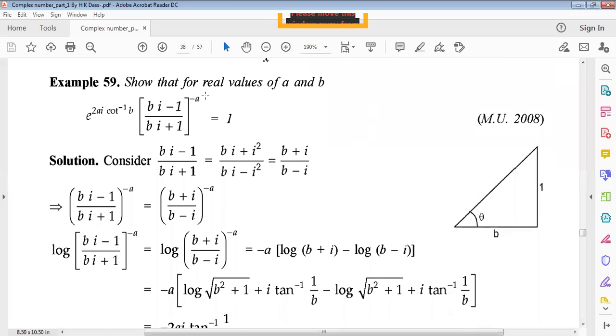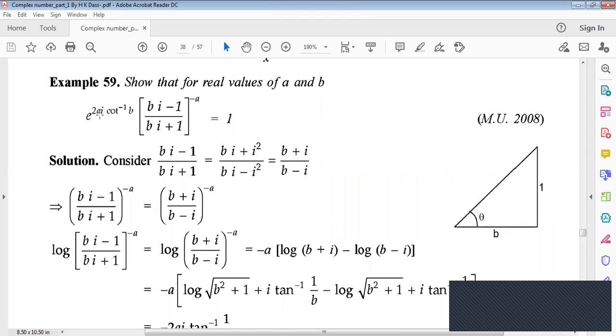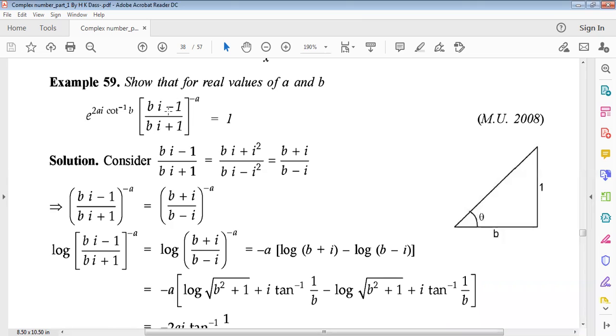Example 59. Show that for real values of a and b, e to the power twice a i cot inverse b, into (bi minus 1) divided by (bi plus 1), whole to the power minus a, equals 1. We have to prove this condition. Now consider (bi minus 1) divided by (bi plus 1). This comes from the condition we have to prove.